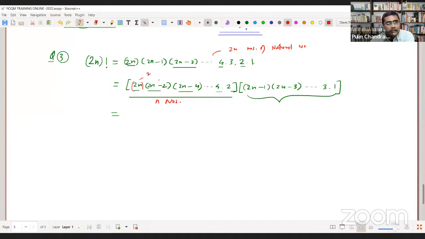We will take one 2 from here, one 2 from here, one 2 from here, one 2 from here, and one 2 from here too. Because there are n numbers, I'll be getting n number of 2s multiplied to each other, so that will give you 2 to the power n.